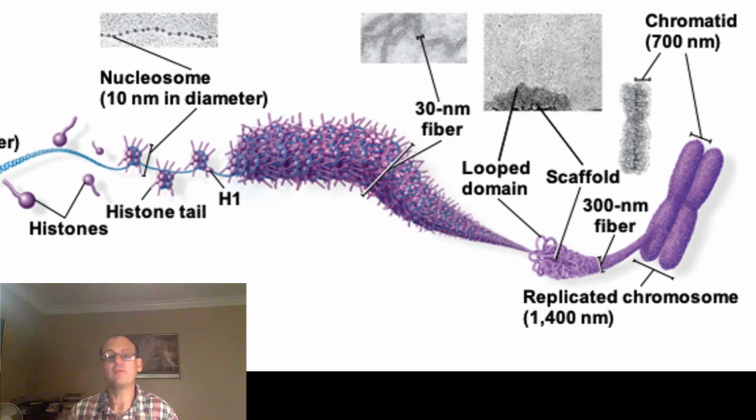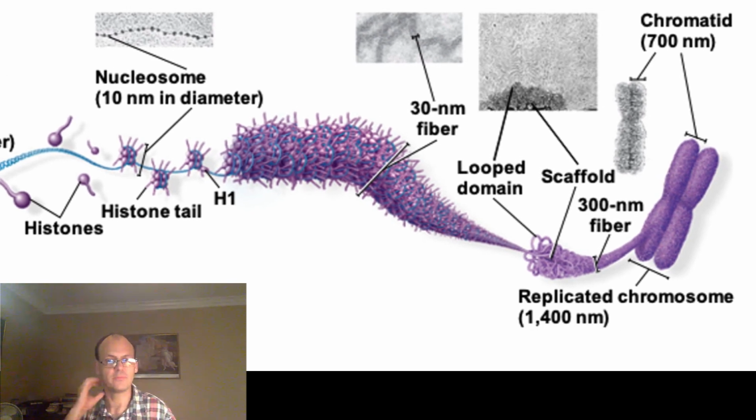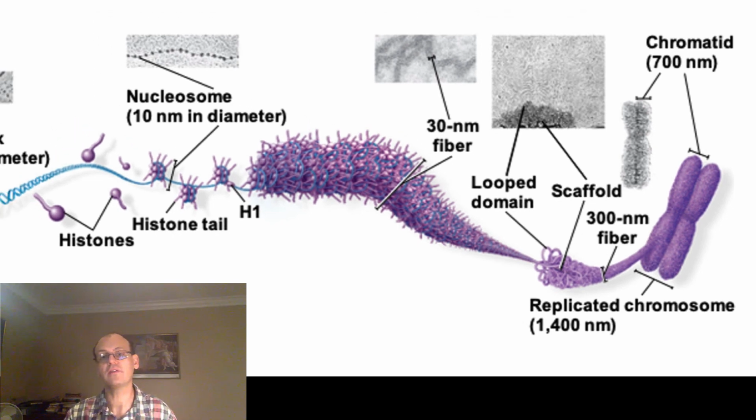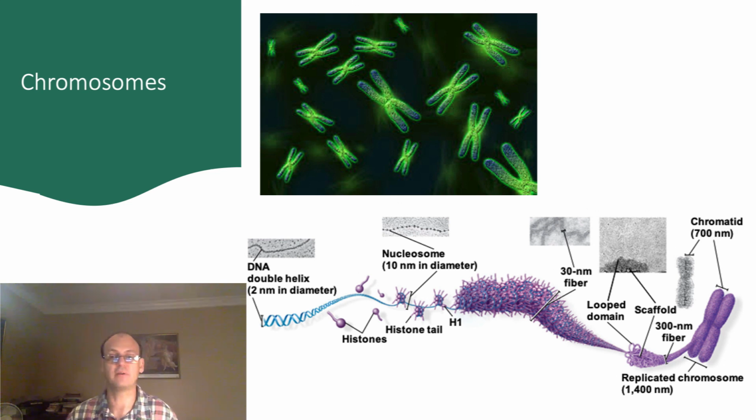Notice that whenever you see this X-like structure, it's actually a replicated chromosome. Both halves of the chromosome are the same, and each side is called a chromatid. Chromosomes consist of DNA and the many proteins around which the DNA is packaged. We'll look at this in more detail in a later presentation.